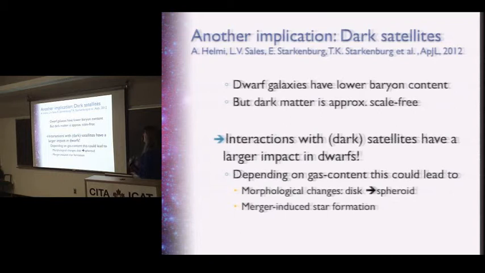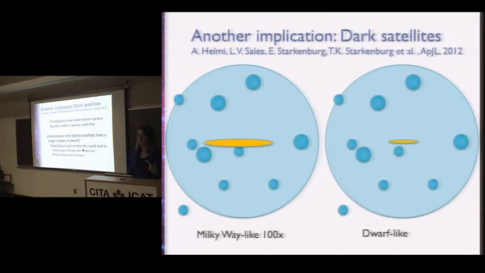And in the case of dwarf galaxies, these satellites will be dark because they're too small themselves to make stars. So depending on the gas content of the dwarf, this could either lead to morphological changes, where a disk galaxy becomes more or less spheroidal, or it could lead to merger-induced star formation.